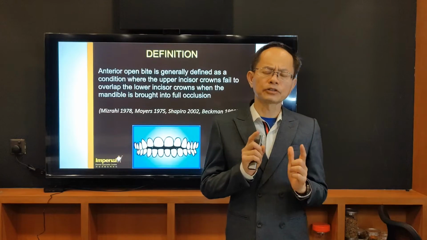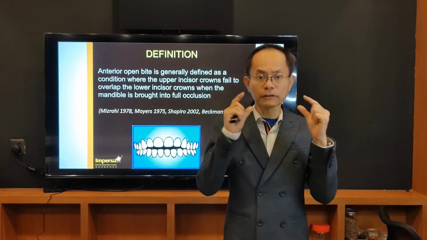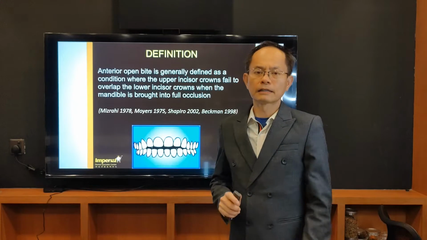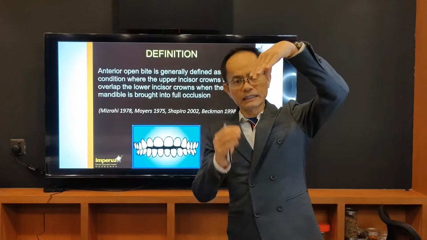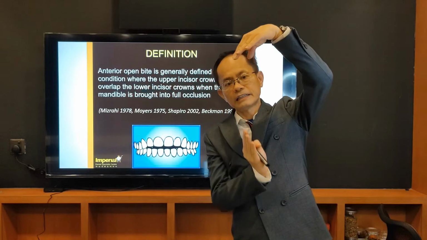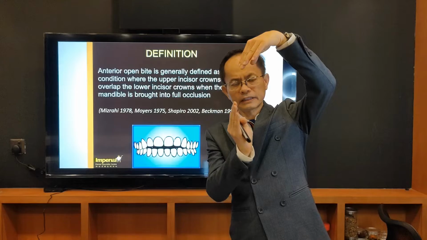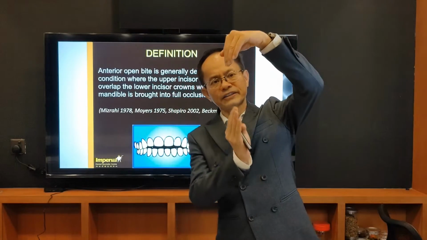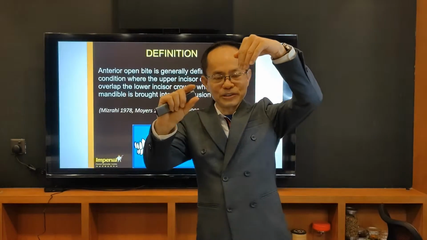So today I'm going to talk to you about a special form of malocclusion. We call it anterior open bite. What is anterior open bite? It means that this is the upper teeth, this is the lower teeth, and when they bite together, they are not in contact. So if a person bites a sandwich, the teeth bite together but the sausage remains in between.